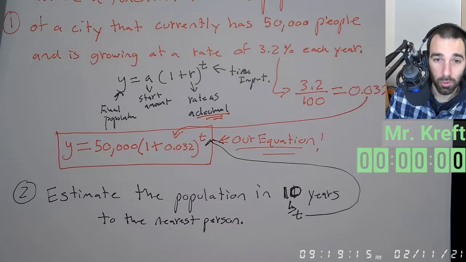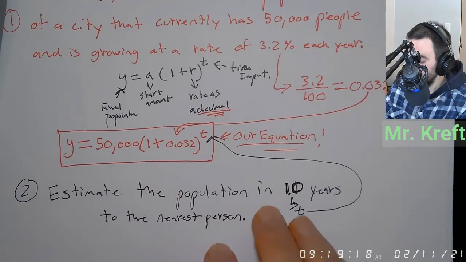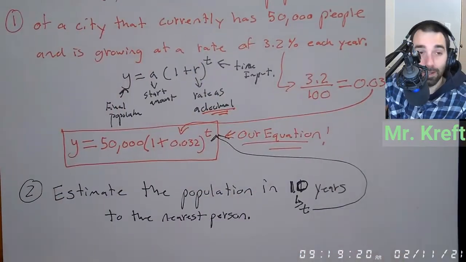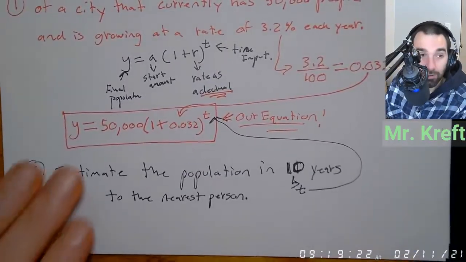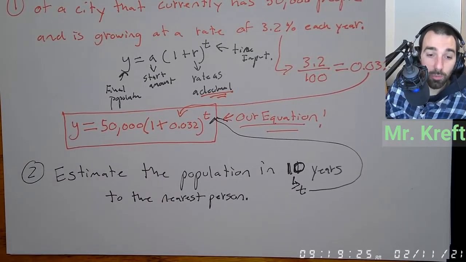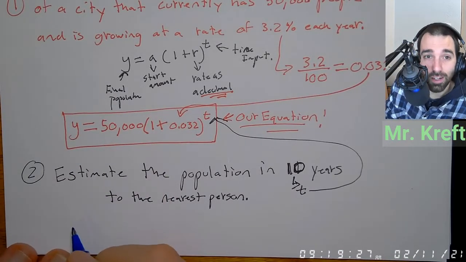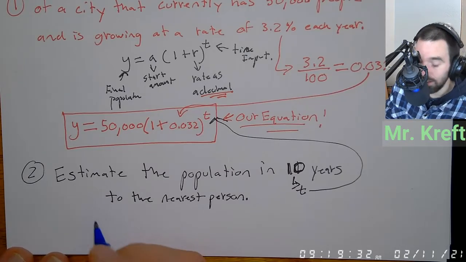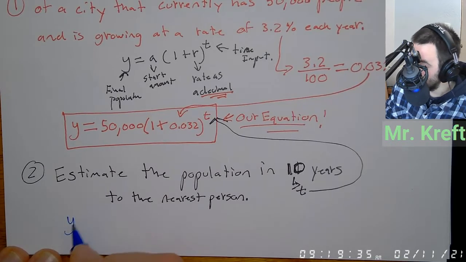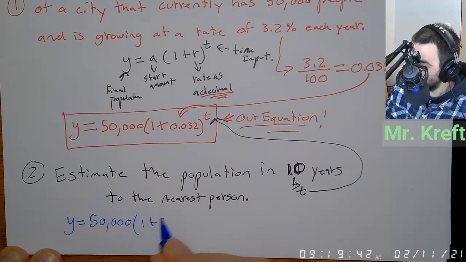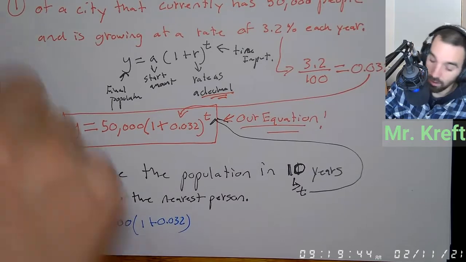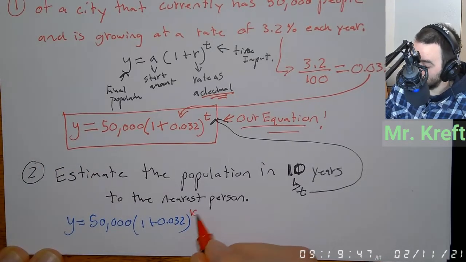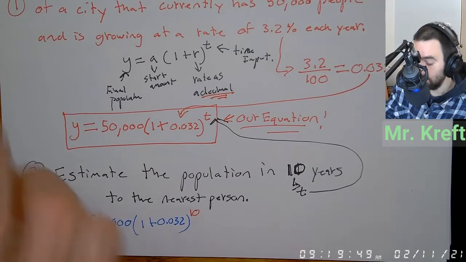All right, let's take a look at what we got. This is what I typed into my calculator. We have our equation here. Make sure we're rounding to the nearest person, so we're not going to have a decimal of a person. Make that a whole number, no decimals. So I have y equals 50,000 times 1 plus 0.032, and the thing that's new here is I'm going to have a 10. Do you guys see the 10 up there?